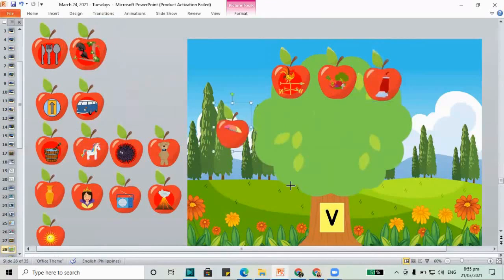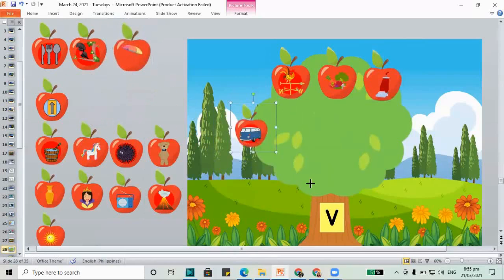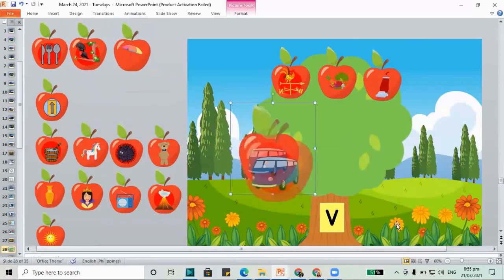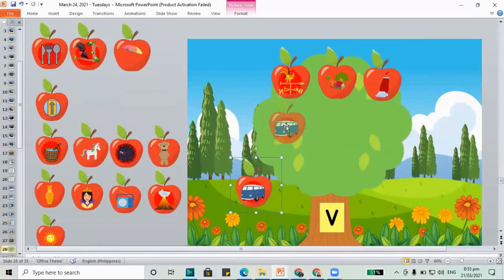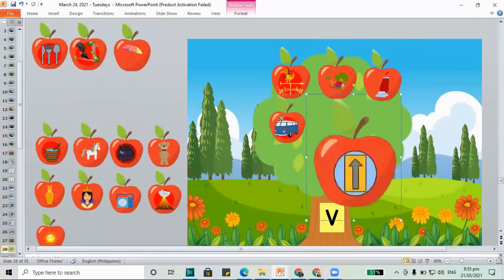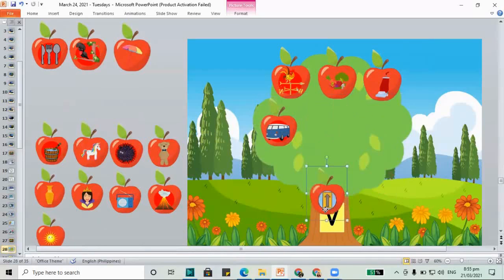How about umbrella? Do we put umbrella? No, umbrella begins with letter U. How about the van? Do we put van for letter V? Yes, van goes in the letter V tree. How about for up? Up for letter V. Do we put it in V? No, up doesn't go in V. It has the sound for letter U.